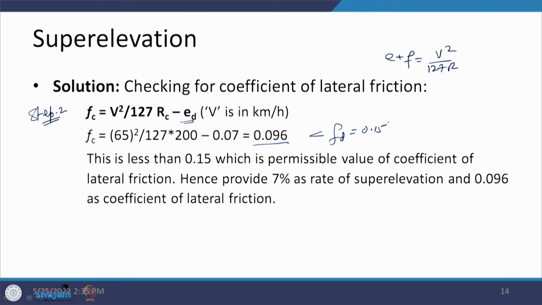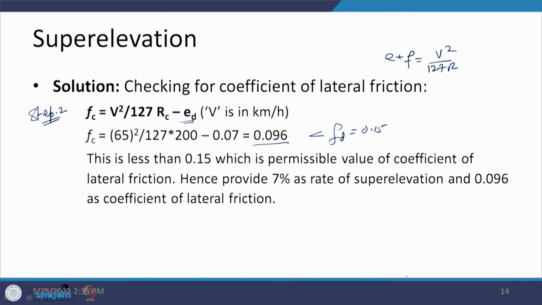Therefore, whatever leftover effect was there because of the speed and the radius, not countered by the rate of super elevation, has now been countered by the lateral friction and therefore, the system is again safe. The only thing is that we are working with 7% as the rate of super elevation and the coefficient of lateral friction is restricted to 0.096 in this case, though maximum it can go to 0.15, and our work stops there. So, we stop here.